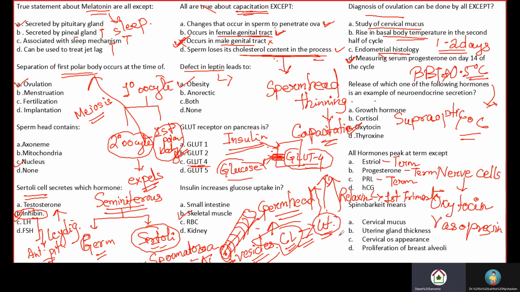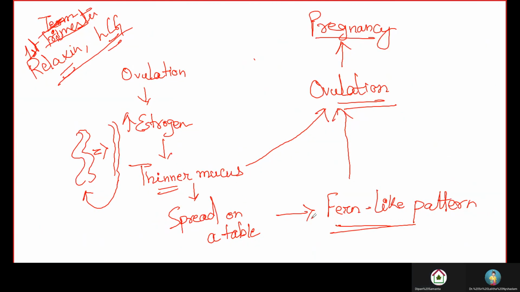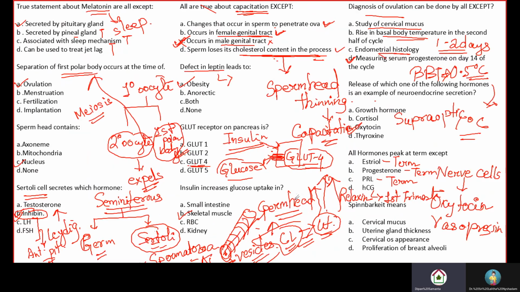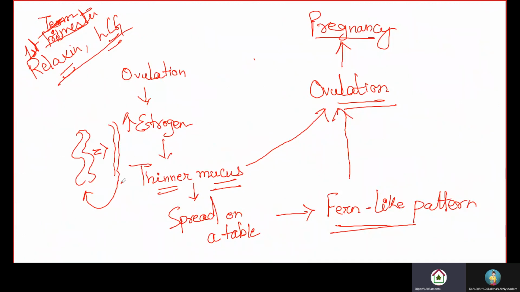Next, spinnbarkeit. We know that the spinnbarkeit test is there. It's nothing but cervical mucus. This mucus is thinned by estrogen. These are thinnest at the time of ovulation, as we just studied, and its elasticity increases. During ovulation, estrogen is increased and thin mucus becomes thinner.